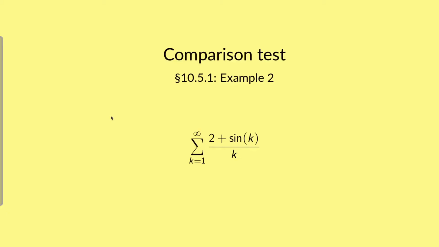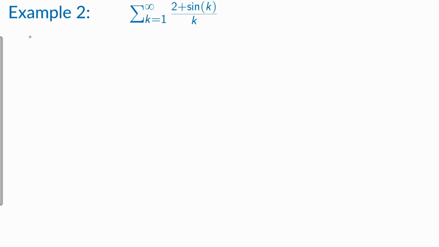The next thing we're going to look at is an example where the series diverges, and where we can see that using the comparison test. So here we have our second example. We're going to look at the series k equals 1 to infinity of (2 plus sine k) over k. And the key thing we're going to look at here is the behavior of the numerator and the behavior of the denominator. And this is going to be a recurring trick we're going to use in all of these problems.